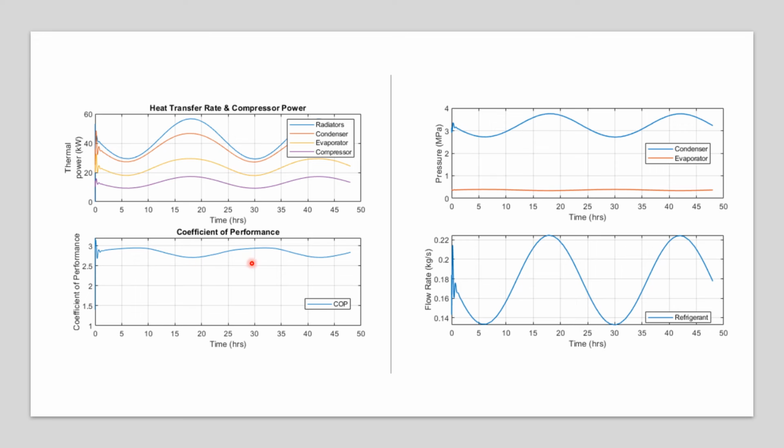The coefficient of performance of the compressor is modulating a bit, but it's staying about 2.5 to 2.8, which is average for a heat pump. And also in this graph, you can see the refrigerant modulating, and that's what the PI controller is doing to keep the house at a desired set point.